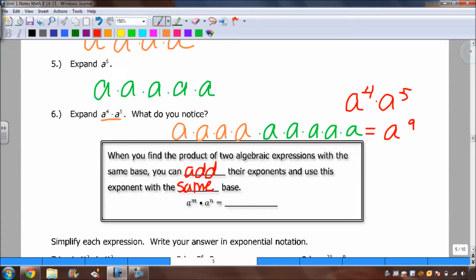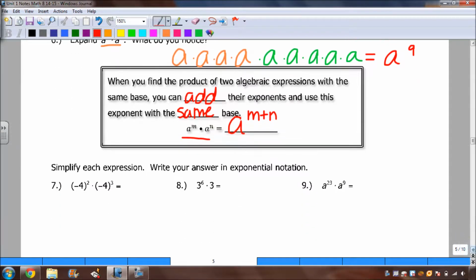So in this example right here, the general form: if you have a to the mth power times a to the nth power, all you have to do is say that it's a to the m plus n power because you are adding those exponents together. Okay, I'm going to write this a little bit clearer so you can see it a little bit better. a to the m plus nth power. Okay? All right, so now we're going to see what happens when we do these examples.